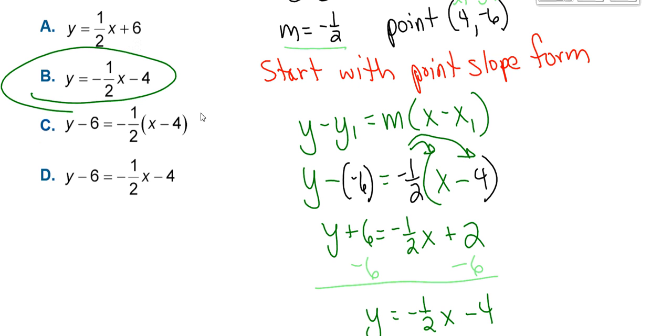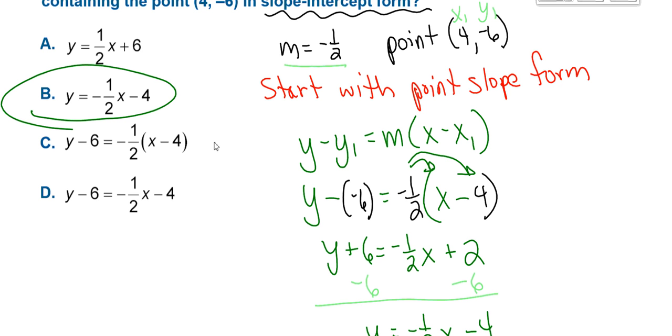So do notice that there's another one that is correct, but it is not in slope-intercept form. It's in point-slope form. So we have to read the directions carefully and make sure that we know what's happening there.